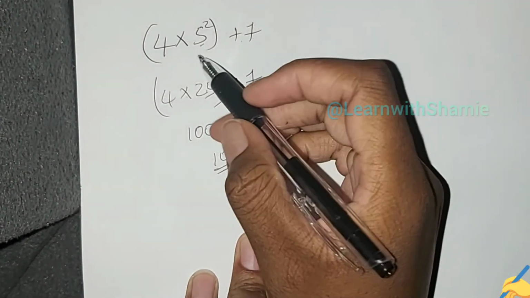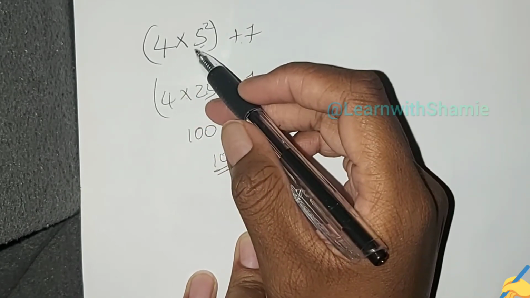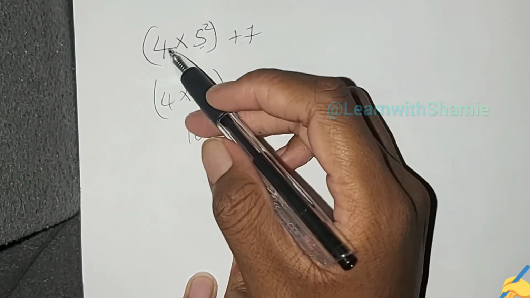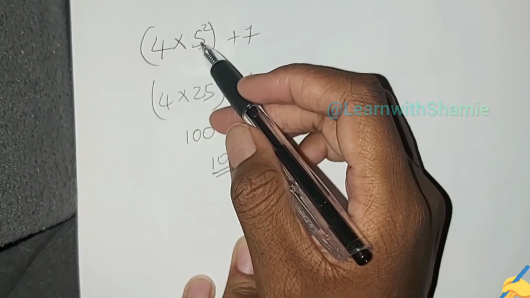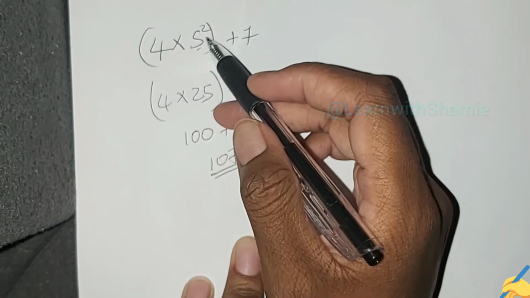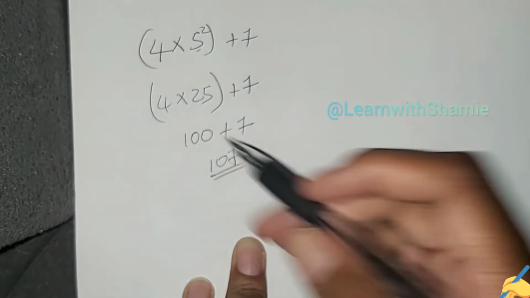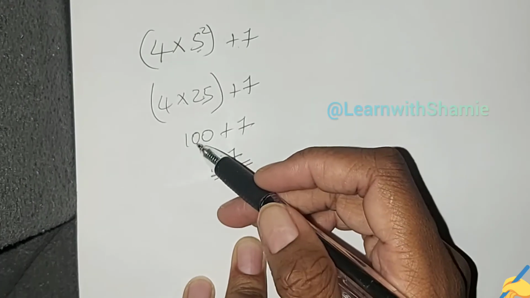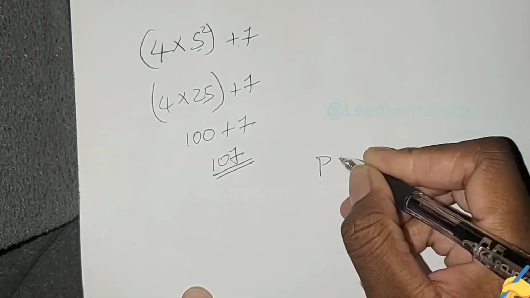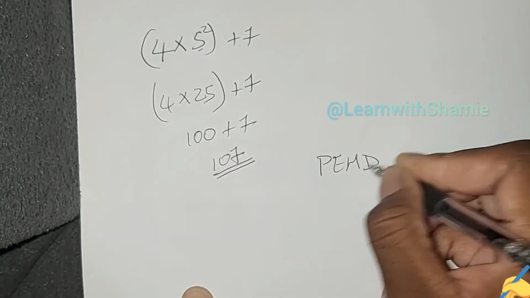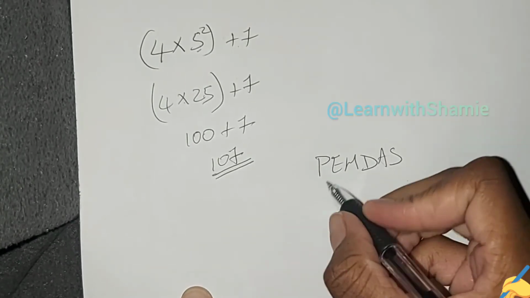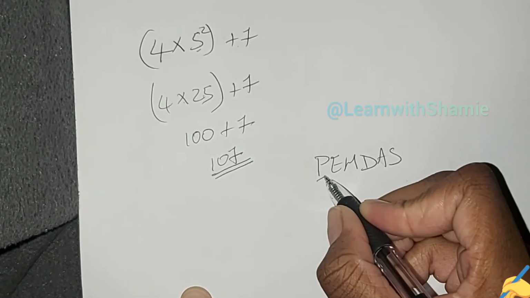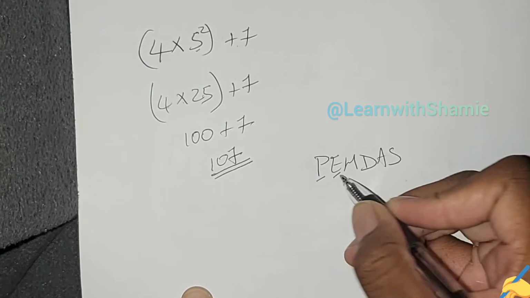So once you do whatever is inside the parentheses first, you cannot go wrong. So if you should say 4 times 5 is 20 times another 5, it would be the same 100. So in the acronym PEMDAS, we have completed the parentheses and exponent.